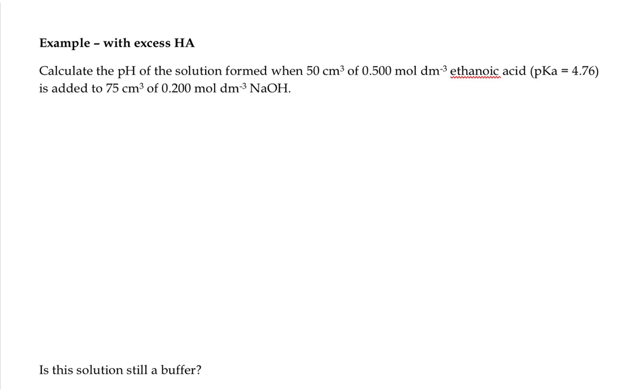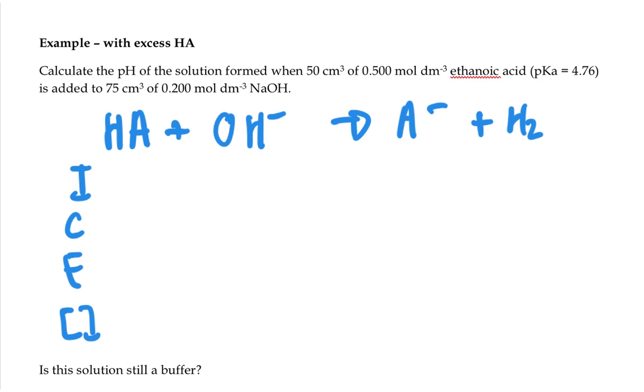Now, there's lots of ways we can form buffers, and one way is by mixing an excess of weak acid with a strong base, such as sodium hydroxide. The structure of these calculations, if you're finding the pH, is pretty similar to what we've done before, but this time, rather than using H plus, because my weak acid doesn't fully dissociate, I'm going to use HA in the equation. So, similar structure, but this time we've got HA and OH minus, and we're forming A minus, and that A minus is going to be pretty important because it's going to be part of my Ka expression later.